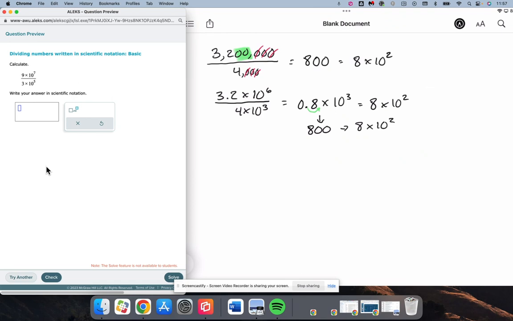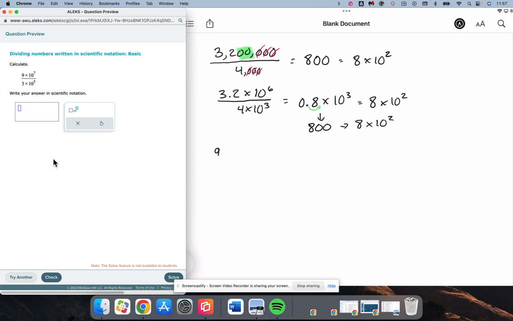Okay, so with that, we're going to take a look at some of the problems here in ALEKS. Recognize again that when we do division with scientific notation, we just need to subtract the exponents. And so our first one up here is 9 times 10 to the power of 7 over 3 times 10 to the power of 5. So 9 divided by 3 is going to be 3, and 7 minus 5 is going to be 2.